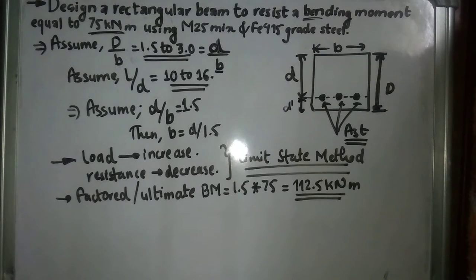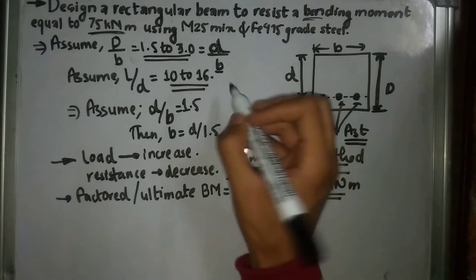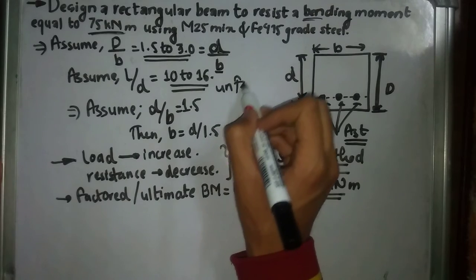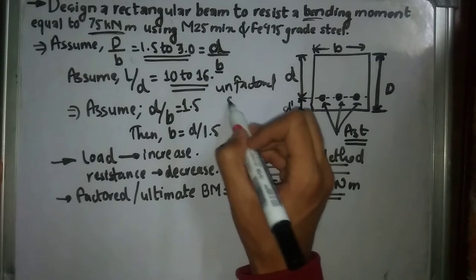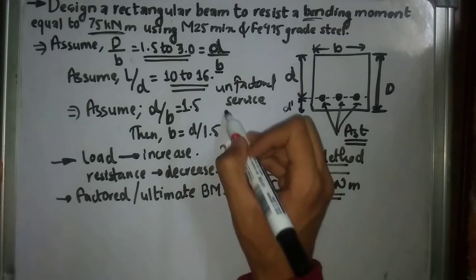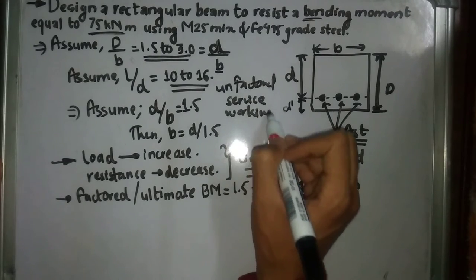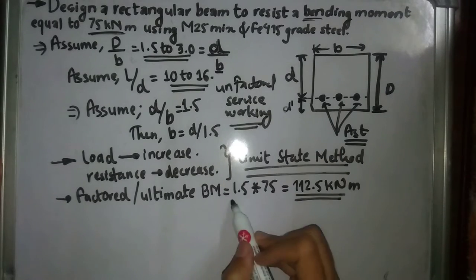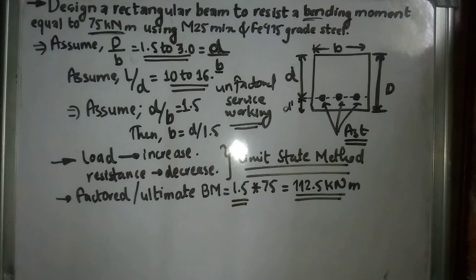Under our limit state method, we design our beam for the factored or ultimate bending moment, and in our question, we have been given the unfactored, or service, or working bending moment. So if in your question you are given words like unfactored, service, or working bending moment, we need to multiply that bending moment by 1.5 to obtain our factored or ultimate bending moment.